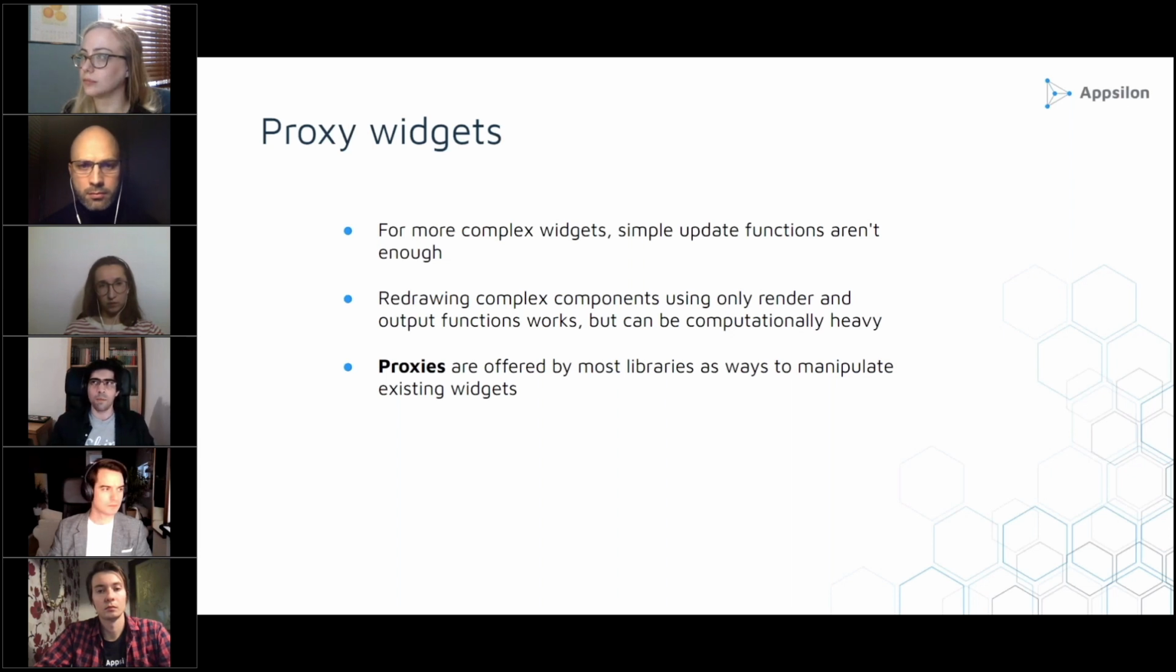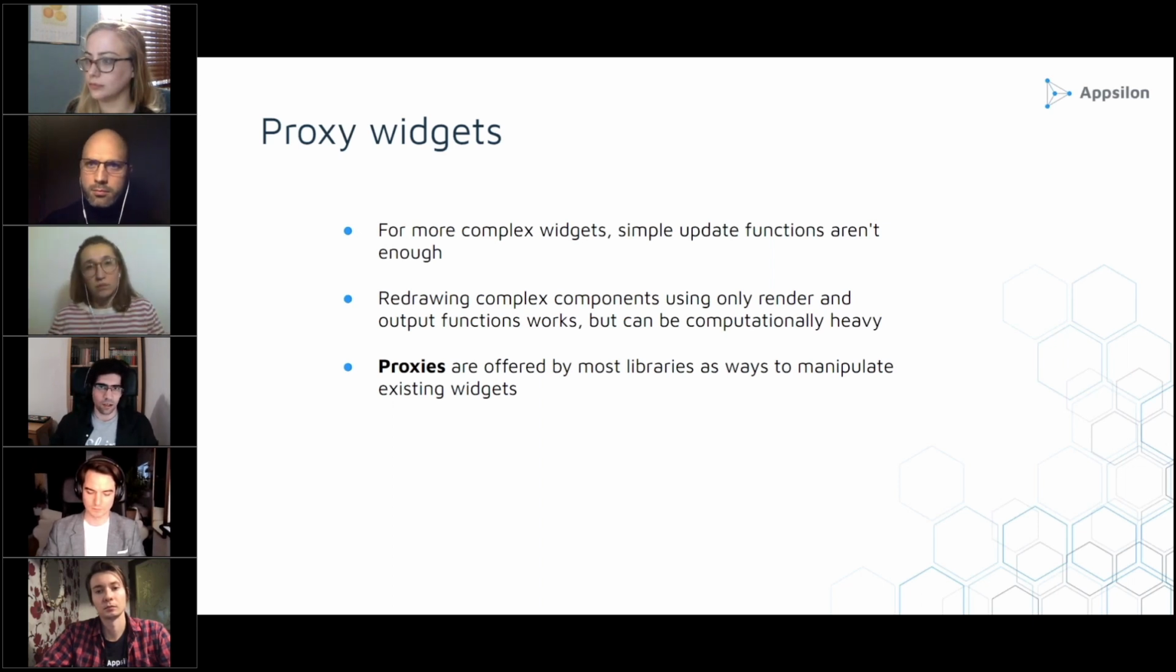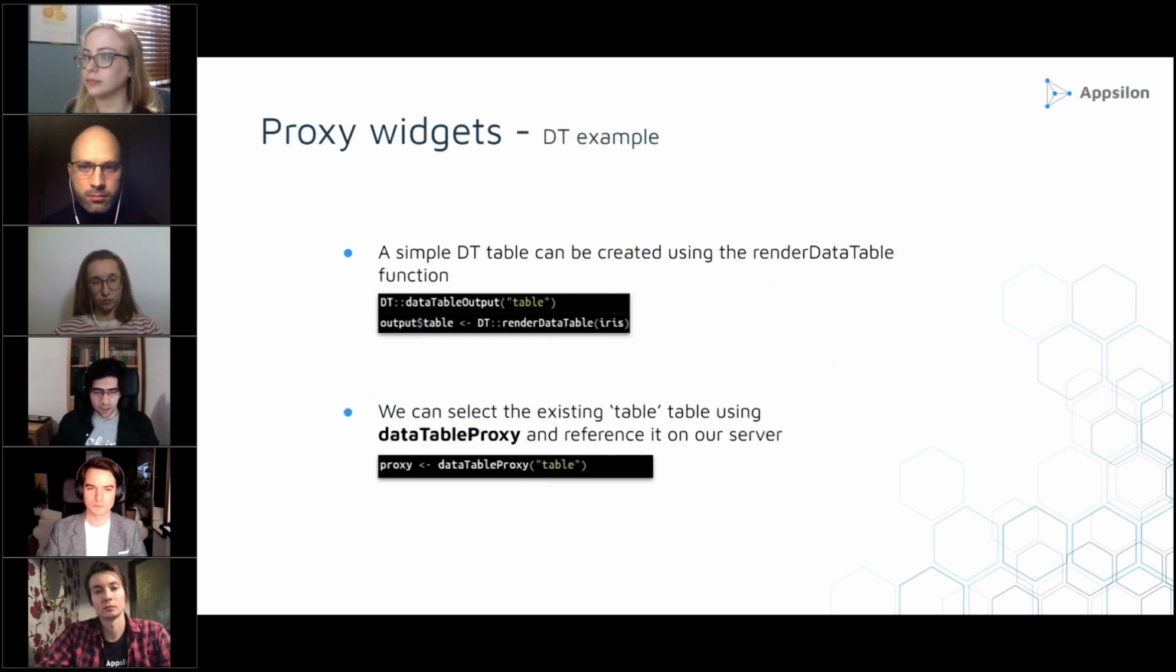So proxies are basically a way to reference an existing, complex widget. And then usually they have their own set of functions that behave similar to update functions, but are applied to that specific proxy instance of the widget itself. An example is DT. You create your data table output, you fill it in with renderDataTable, and it creates a table. The way to access the proxy to that element that we just created is to use dataTableProxy. This is a function that also exists in DT and lets you save a reference to a specific table with a specific ID that was defined somewhere else. In this case, it uses the same ID as the data table output.